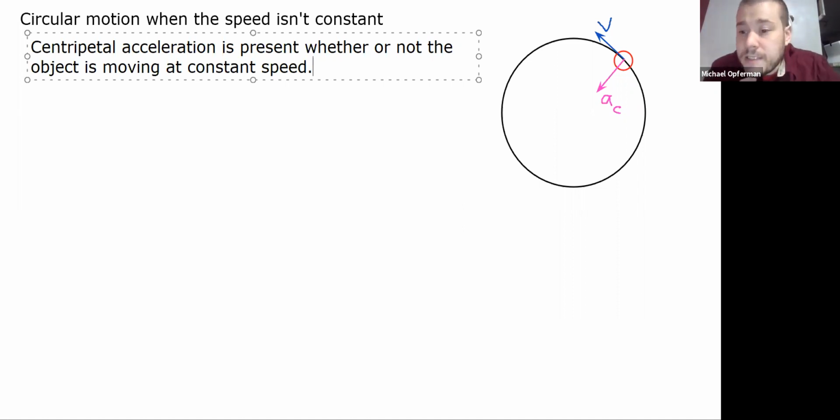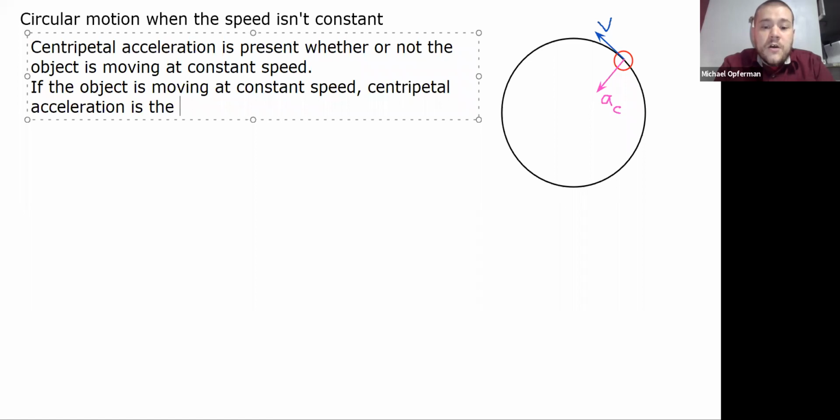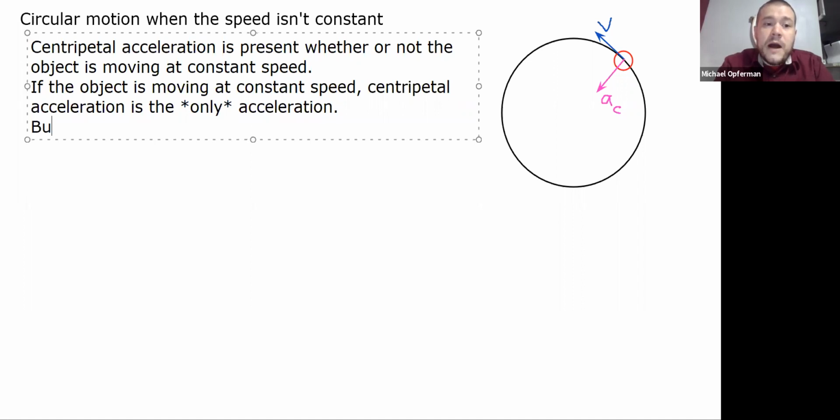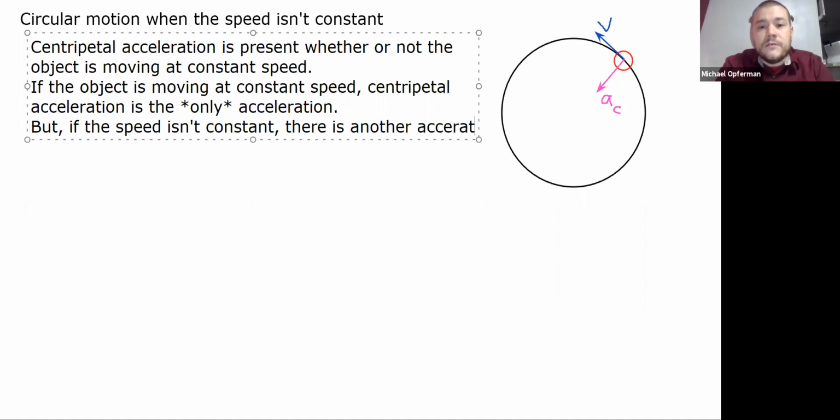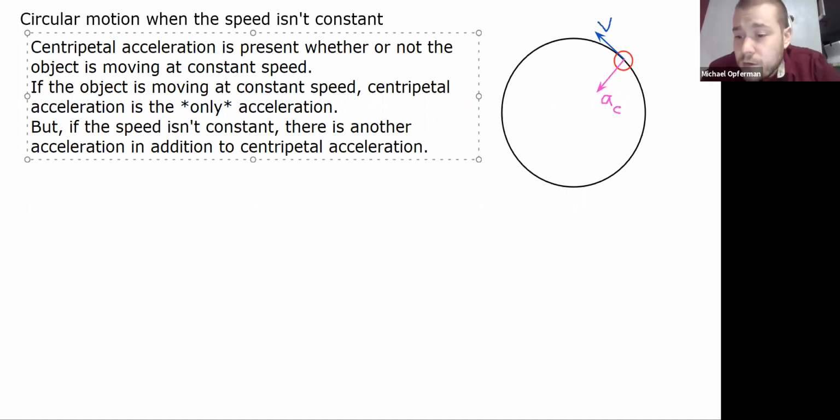But let me say it this way. If the object is moving at constant speed, centripetal acceleration is the only acceleration. But if the speed isn't constant, there is another acceleration in addition to centripetal acceleration. So that's the first thing to understand.